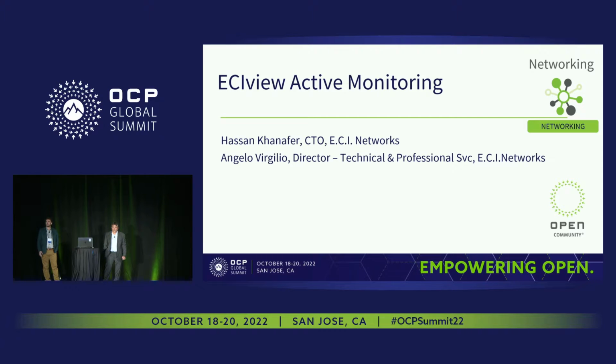So I'm going to do a quick introduction and pass it on to Angelo. We are from E.C.I Networks. E.C.I Networks is a system integrator based out of Montreal, Canada, focusing on open networking since 2018. So we have a product called E.C.I View. E.C.I View, it's a network performance monitoring tool to address 5G ultra-low latency use cases.